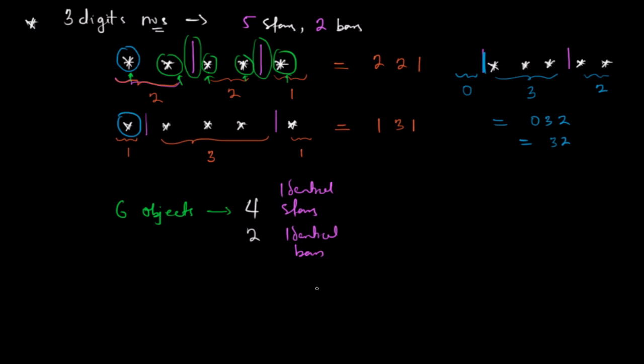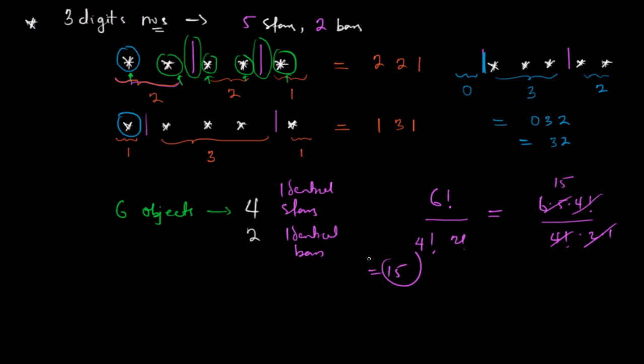So the total number of possible arrangements of these 6 objects, given that 4 of the objects are identical and 2 are also identical, is 6 factorial divided by 4 factorial, since you have 4 identical, and 2 factorial, another 2 identical. This gives you 6 times 5 times 4 factorial divided by 4 factorial times 2 times 1. The 4 factorial cancels, and 30 divided by 2 gives you 15.